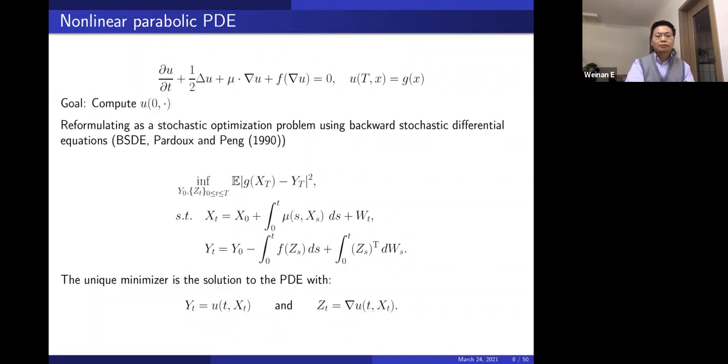And one can show that these two problems are equivalent in the following sense, namely taking a solution of this PDE, then the value of that PDE along xt gives the process yt, the value of the process yt, and the gradient is the process zt. So this is an equivalent formulation. Now, given this equivalent formulation, you see that it's very much like the control problem.